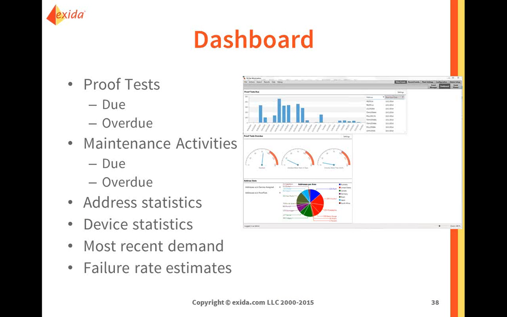There's a dashboard which shows the proof tests that are due and the maintenance activities that are due or overdue. There's configuration options as to what percentage overdue you would want to consider, or how many total functions you want to consider in your statistics. There's some address statistics as well, showing how many addresses there are per particular unit in your configuration, as well as how many addresses have a device assigned to them. So you would expect that is a one-to-one, basically. But if there's any empty addresses, there's error checking going on. And then your most recent demand and failure rate estimates, those will show on those dashboards as well.